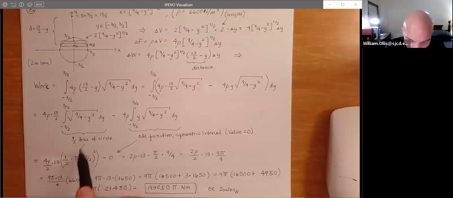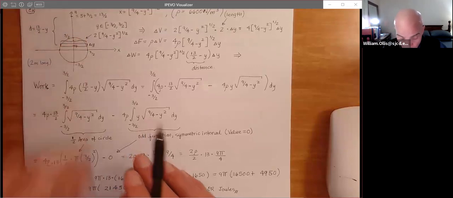So now here we have 1/2 the area of the circle, the radius being 3/2, we square that, multiply by pi, and then hit with the factor of 1/2 because it's just half of the circle.